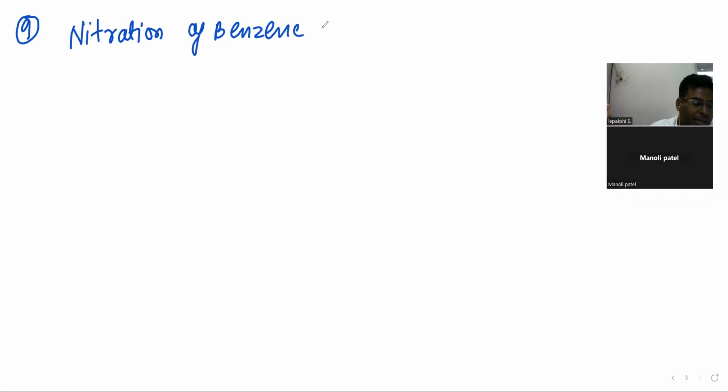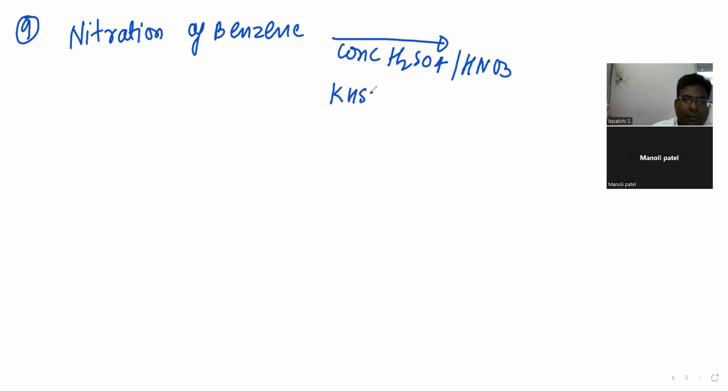Nitration of benzene using mixed concentrated H2SO4/HNO3. If a large amount of KHSO4 is added to the mixture, the rate of nitration will be... So you have to tell me the rate of nitration. Will it increase, decrease, be fast or slow? So let's see the explanation.